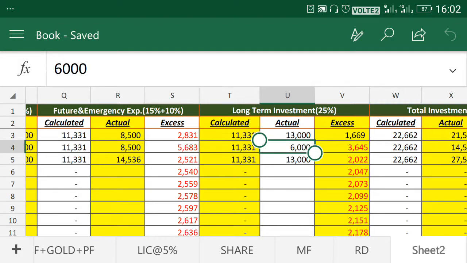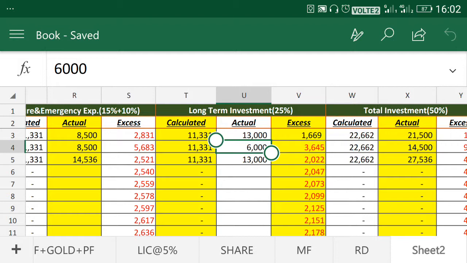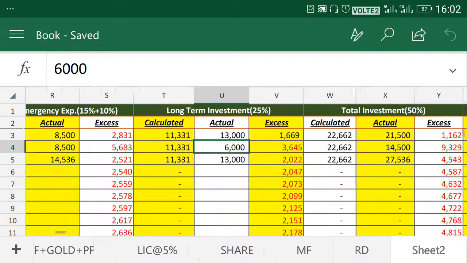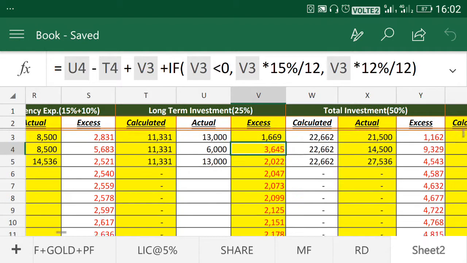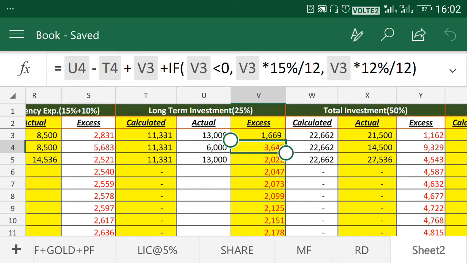Now you actually see it is only 6,000. It is showing only 6,000. So there is a shortfall of 3,645 rupees. Now how is it coming? The same process. Your actual investment U4 minus your calculated investment T4 plus the excess investment that you have made, that is V3 in the previous month. If there is an excess investment, that will be appreciated at the rate of 12%, and if there is a shortfall, that will be appreciated at the rate of 15%. That is the previous month one.